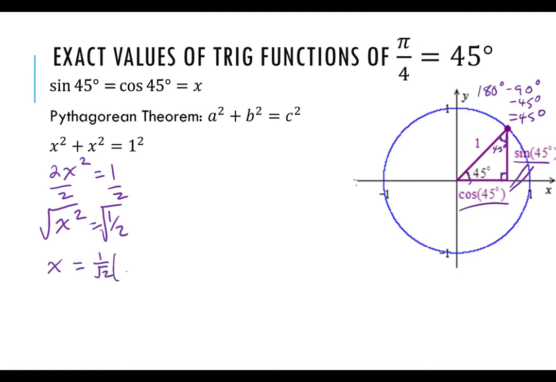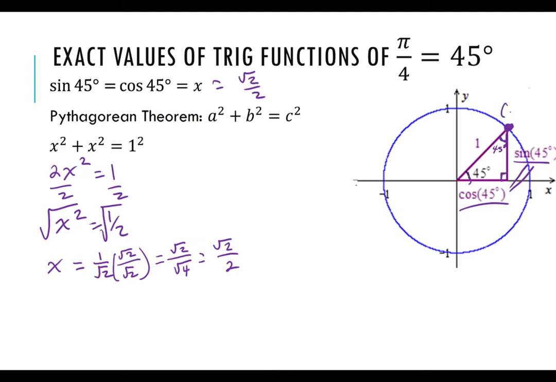Sometimes we have to rationalize, and if you need to rationalize, remember you multiply by 1 in disguise. That's root 2 over root 2, which is then going to be 1 times root 2 is root 2. Root 2 times root 2 is root 4, which means we have root 2 over 2. Well, look at that. We now know what sine of 45 degrees and cosine of 45 degrees are, and not only that, we also know that the ordered pair, that point that we have, has to be the ordered pair root 2 over 2 for the x-coordinate, root 2 over 2 for the y-coordinate.